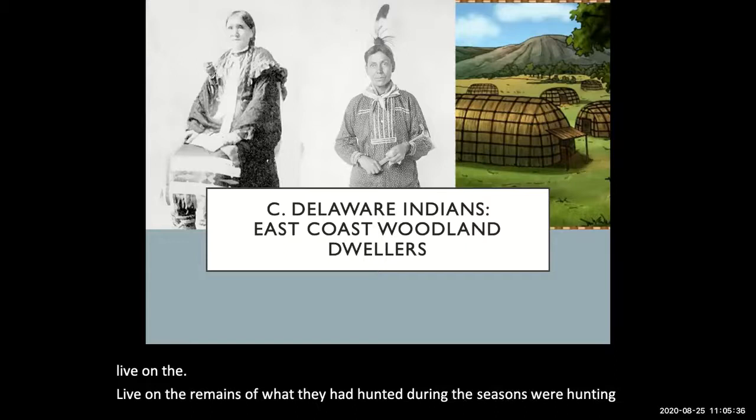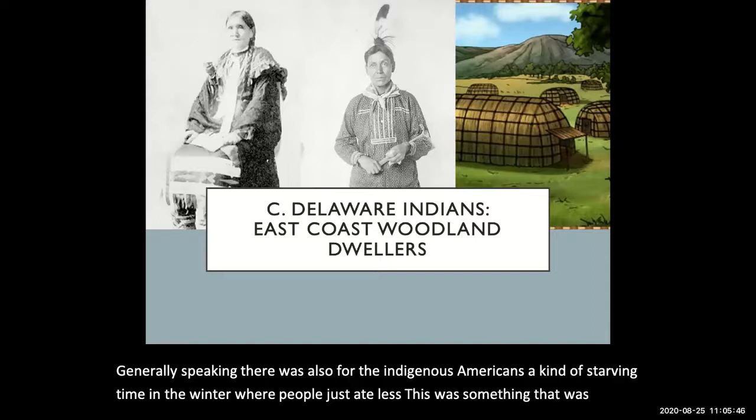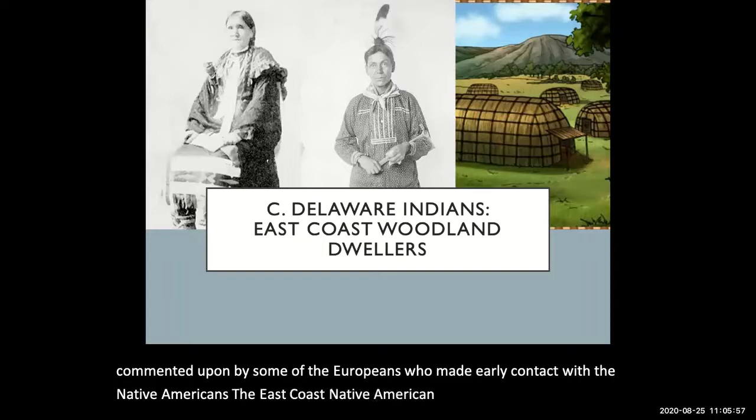Generally speaking, there was also for the indigenous Americans a kind of starving time in the winter where people just ate less. This was something that was commented upon by some of the Europeans who made early contact with the Native Americans. The East Coast Native American groups were ruled by chiefs or sachems, some of whom were women.